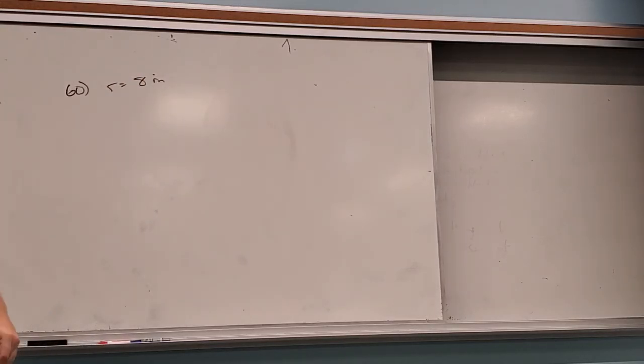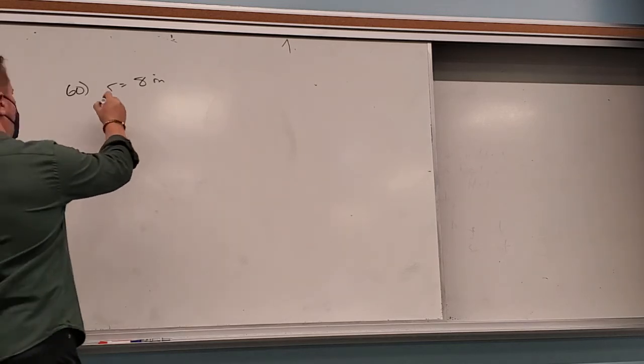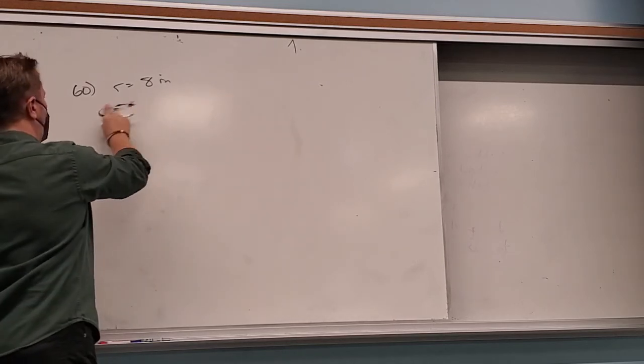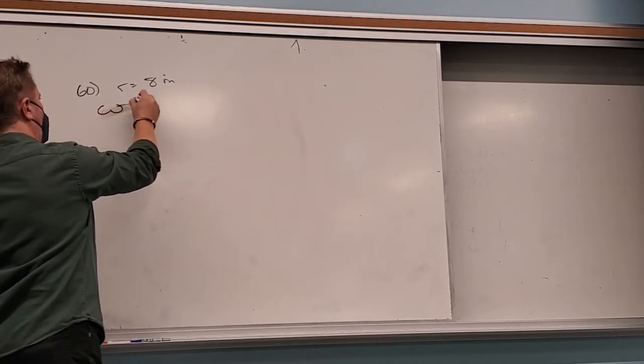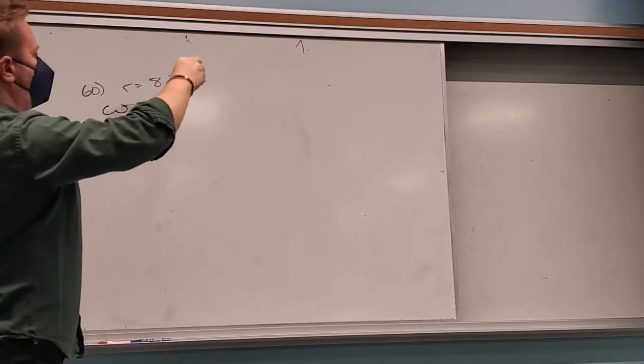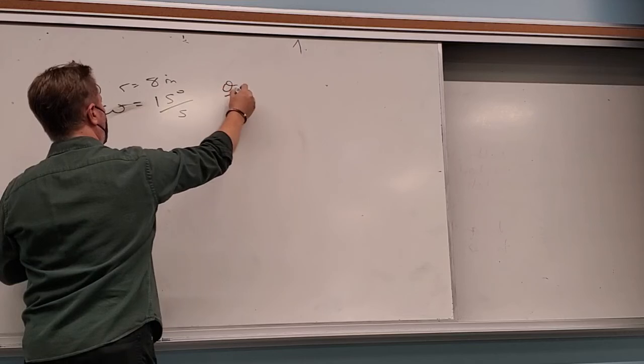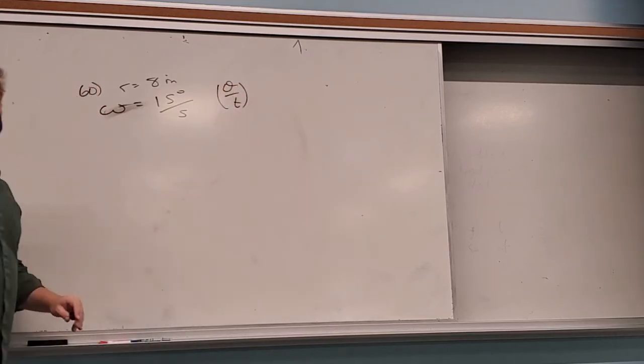15 degrees per second. What is that? What variable describes that? Omega. Good old chubby W. I like that chubby W. 15 degrees per second, which makes sense because it's theta over time. That's what that is, right?